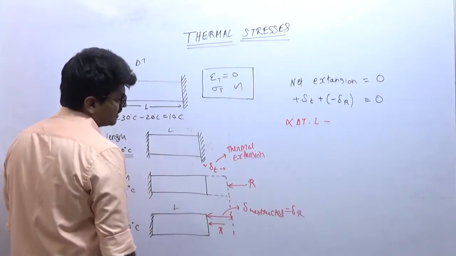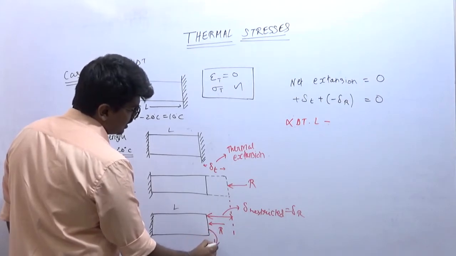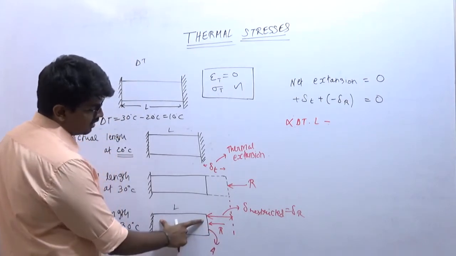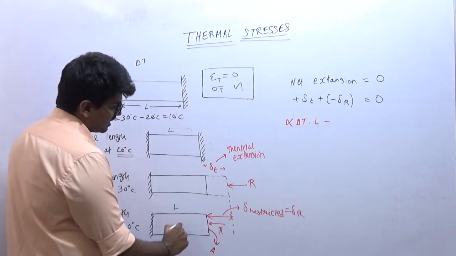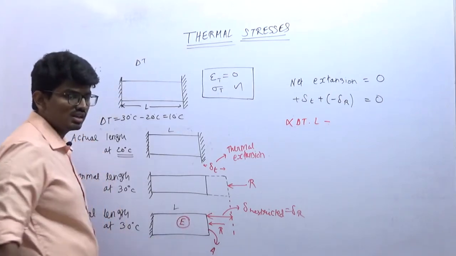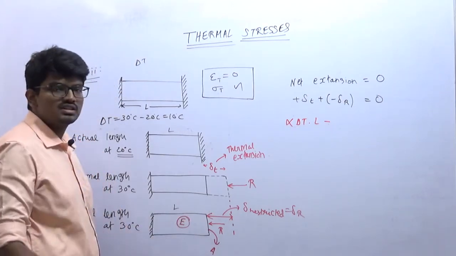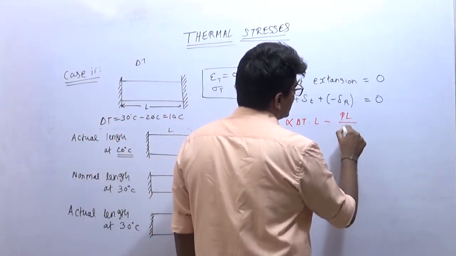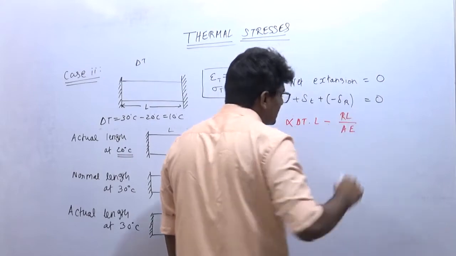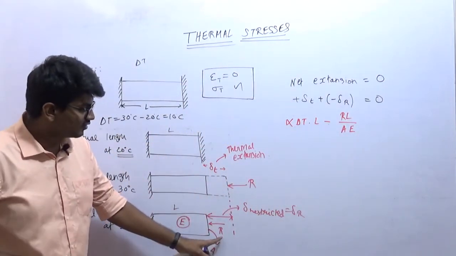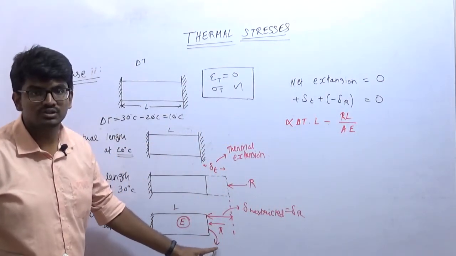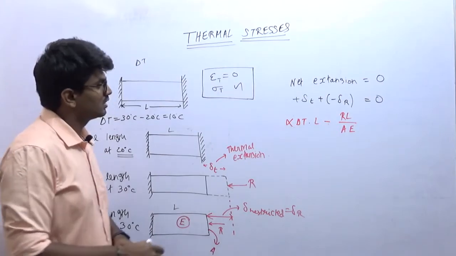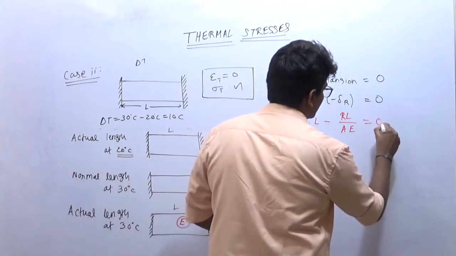is something like an axial load acting over an area A, of a length L. Let me take Young's modulus of the material as E. Then what will be the deflection due to axial loading? Deflection due to axial loading is nothing but PL by AE. Here it is R, because the compressive force is R, right? So that is equal to 0.